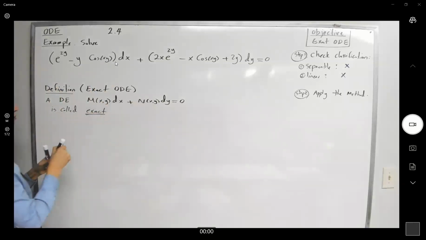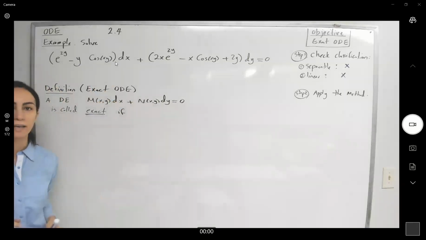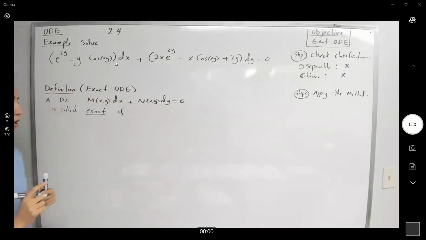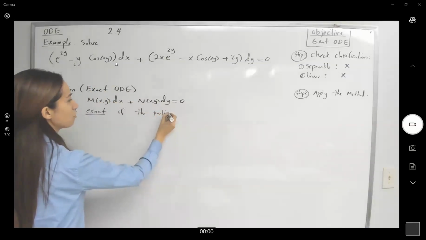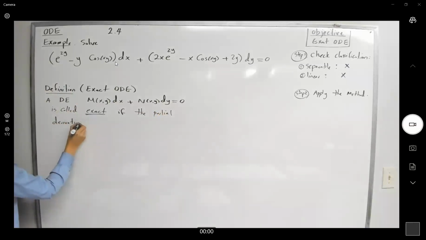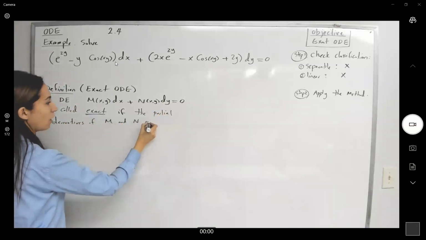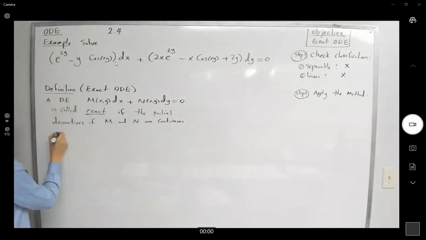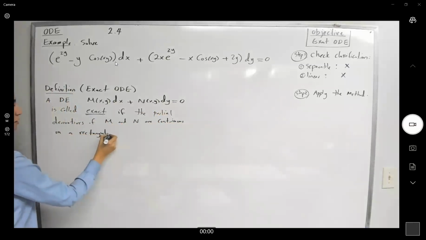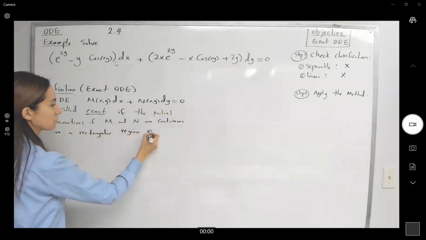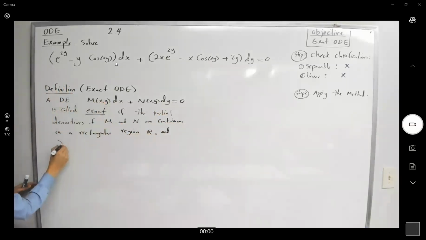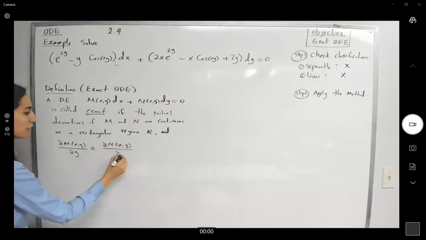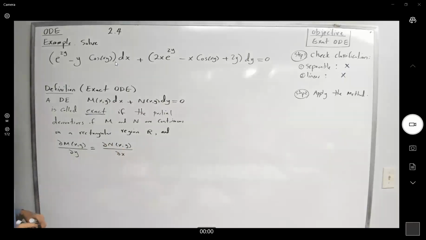First of all, the partial derivatives of m and n must be continuous on a rectangular region like R. And also, the partial derivative of m with respect to y equals the partial derivative of n with respect to x. So remember that we had this case in multivariable calculus class when we dealt with potential functions. So let us check to see if it satisfies the exact differential equation.